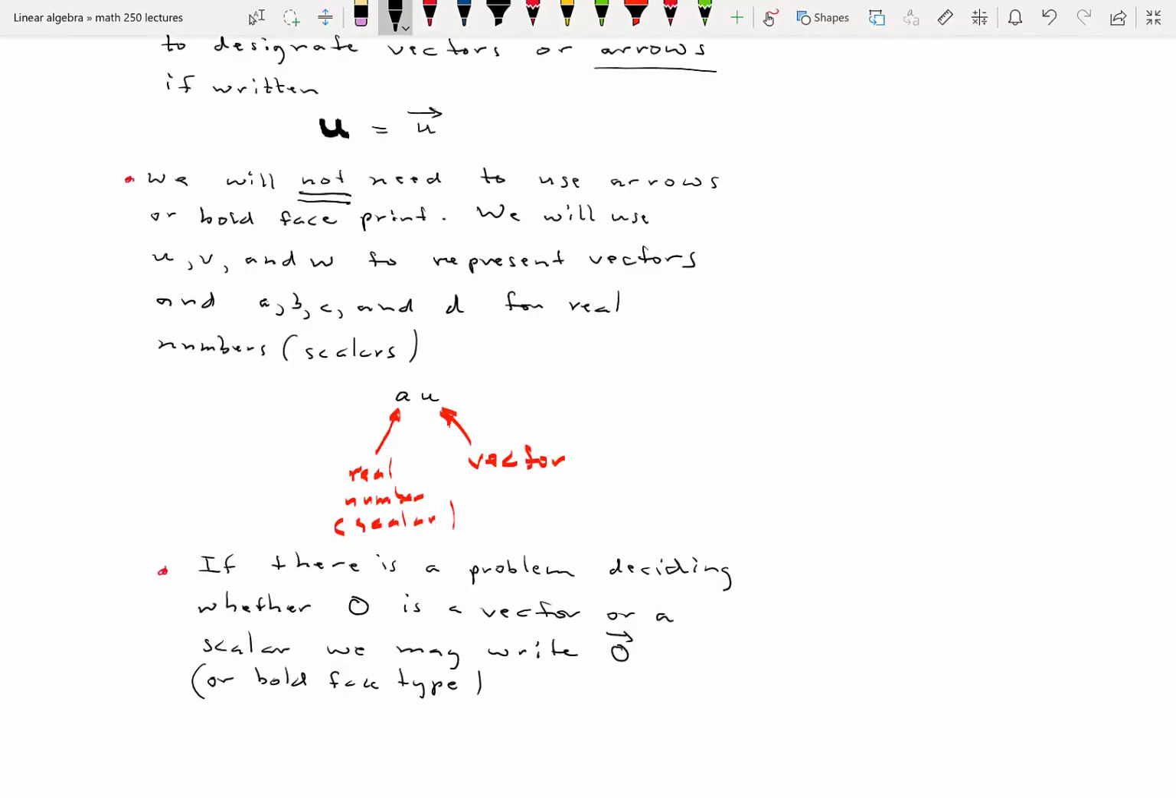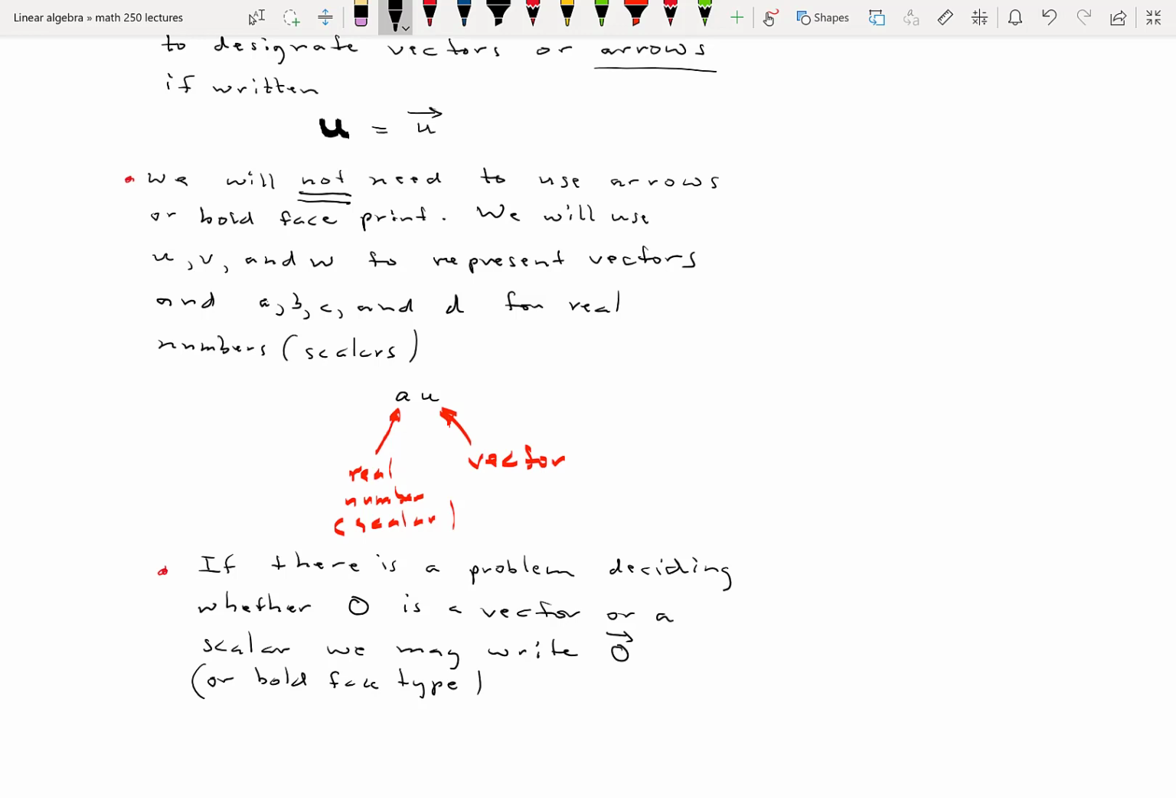So what about 0 versus the 0 vector? If there's a problem deciding whether 0 is a vector or a scalar, then put an arrow over it if you want it to be the vector. Or if you're typing, type 0 as boldface, then it means vector. And this really goes for vectors in general. If you're not sure, or if you'd rather put arrows over your vectors, that's okay, but you don't have to. I'm not going to, unless I need to emphasize something.